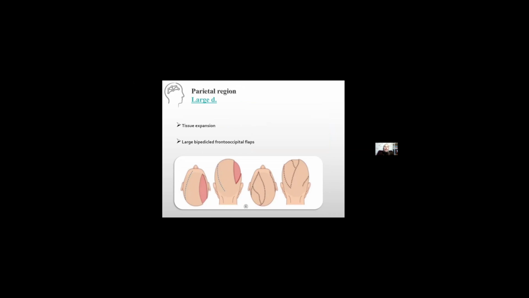So the artery included from the posterior or occipital region is the occipital artery, and the artery included from the frontal region is the supraorbital or supratrochlear artery, and we need skin grafting to the donor site.